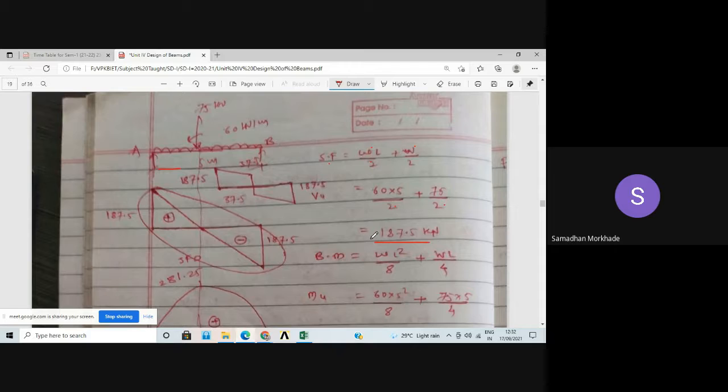Okay. Now for bending moments, UDL bending moment is WL square by 8, and point load bending moment is WL by 4 for these cases. Okay. And your bending moment distribution diagram is like this.